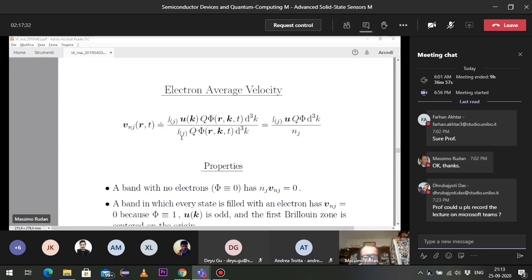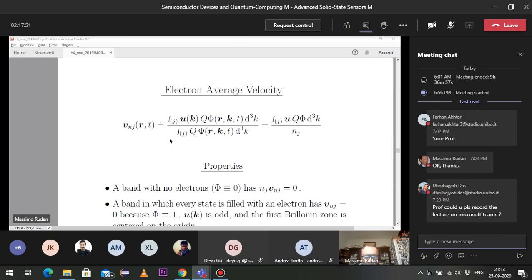When we integrate, consider the expression in the denominator. When we integrate this quantity over a band, we obtain the concentration Nj of the band. J is the index of the band. So this is something that you already know.